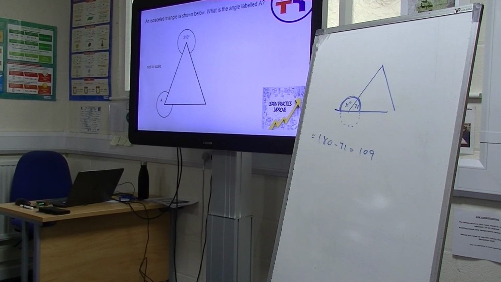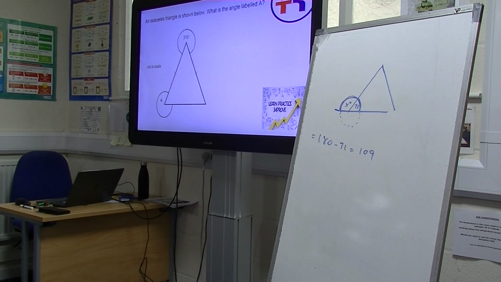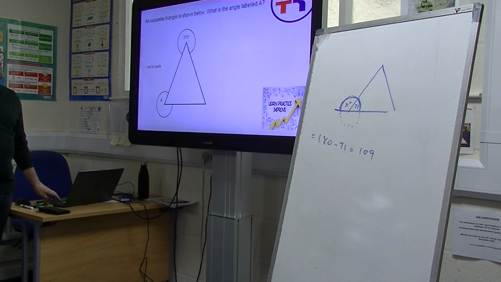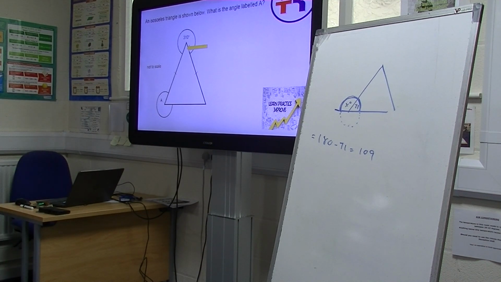An isosceles triangle is shown below. What is the angle labelled A? Okay, so this is where we had to know what an isosceles triangle was. So, what do we need to find out in this particular question? Well, I'll give you a clue to start with. You need to find that angle first. So give us a shout when we've got that angle. 50. Yeah.